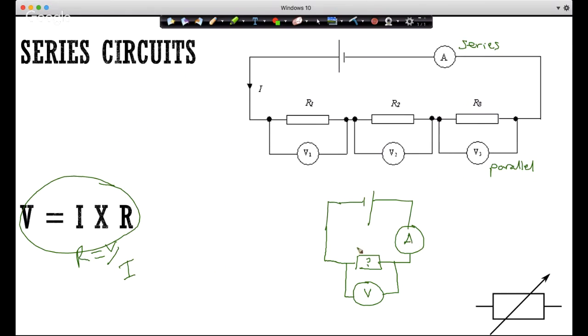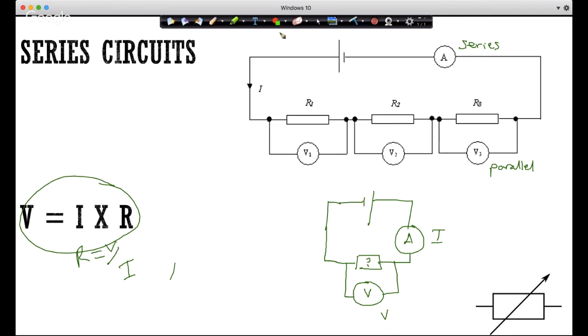Okay, so in this example down here, if we wanted to work out the resistance of a mystery object, we would need to set up the circuit like this. We would need to turn on the power, and we would then measure our ammeter reading. That would give us I, our current, and that voltmeter would give us V, our voltage, and then we can put that into the equation.